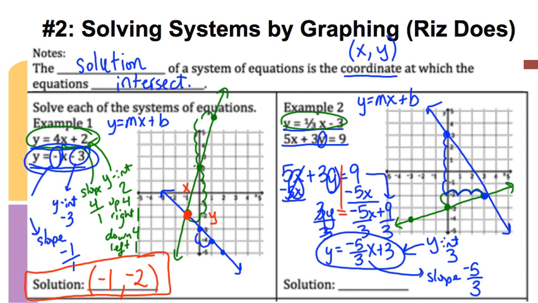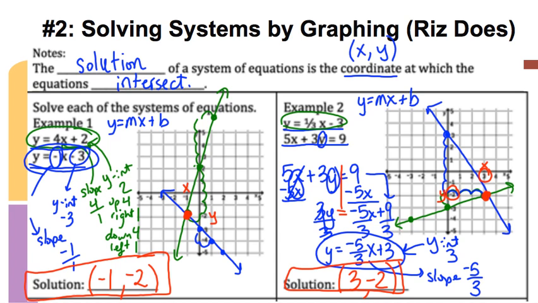Okay, so this red dot is the solution. Again, I go with my x value first, and then my y value. So that's going to be 3, comma, negative 2. And that is my final answer.